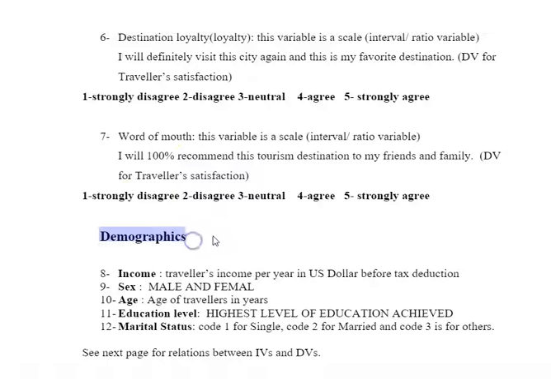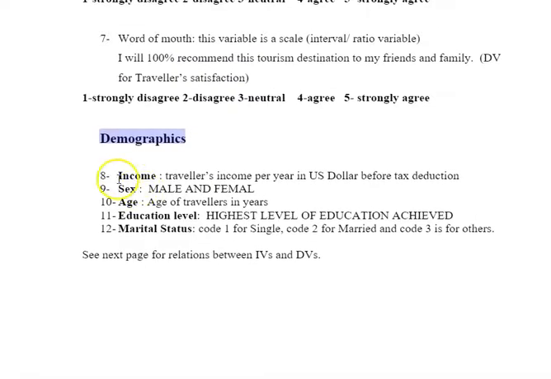And we also have some demographics here. Demographics we have are income. So we're going to see what range of income we have coming to our city, right? And does income influence their satisfaction? We also have sex, male or female. We have age of travelers in years. Income is numerical. Sex, education level, and marital status are categorical.